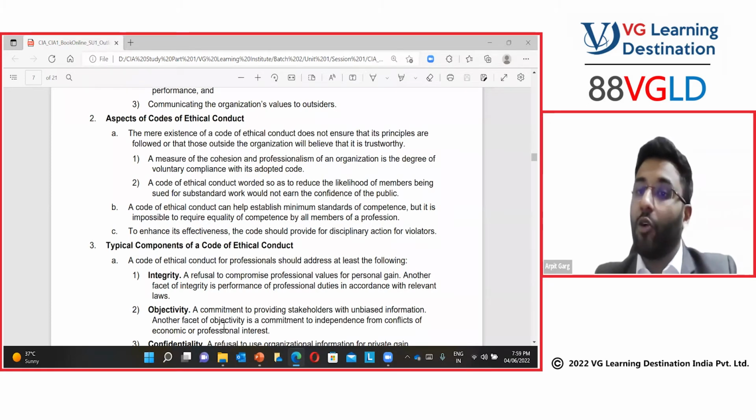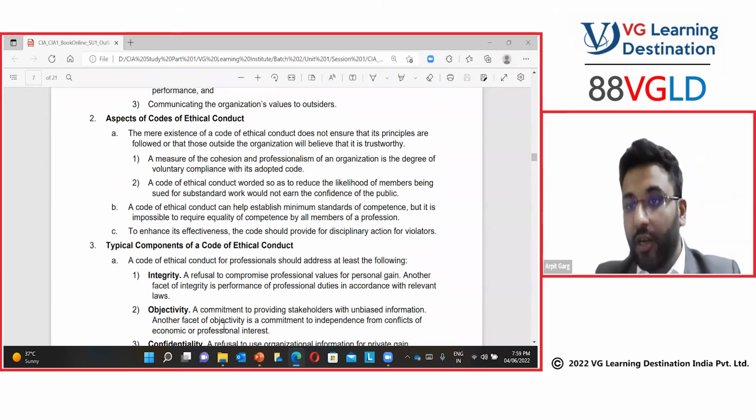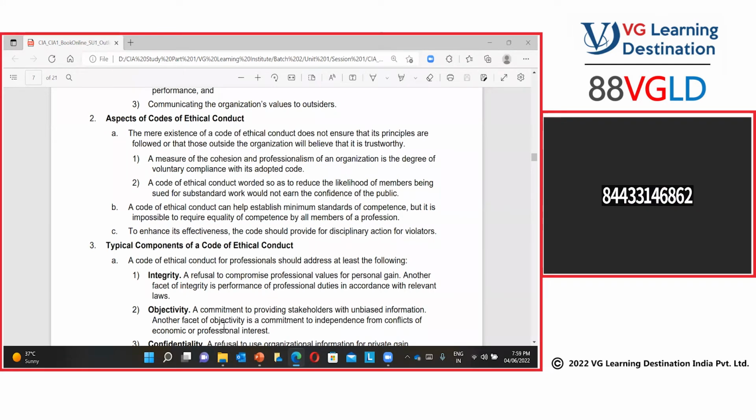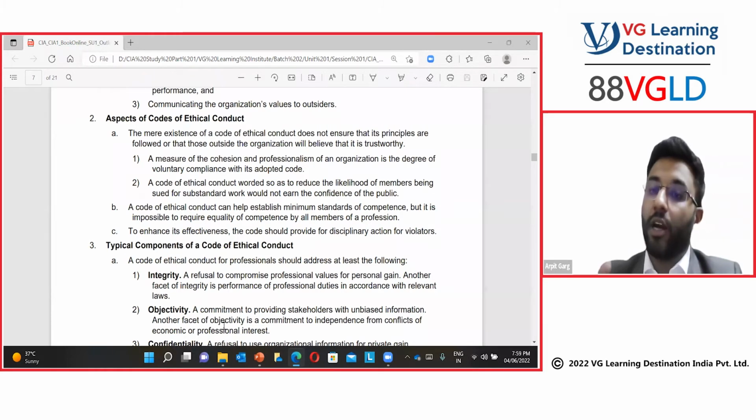Just by having a code of ethical conduct written and documented doesn't mean the organization is following it. The organization needs to give adequate training to the people. It should be measured and reviewed. And the most important part in the code of ethics is to cover that in case there is any violation of this code, a disciplinary action will be taken. Very important to enhance the effectiveness of the code of ethics, code of conduct.